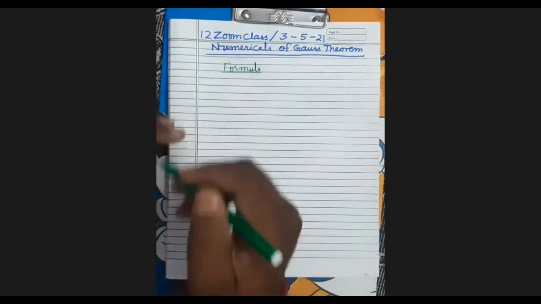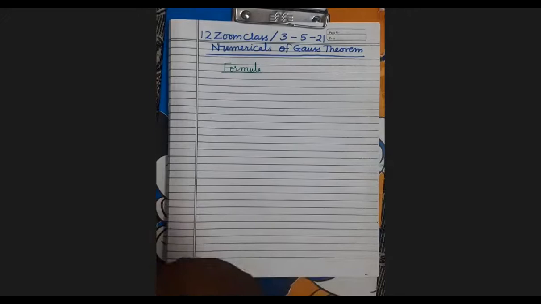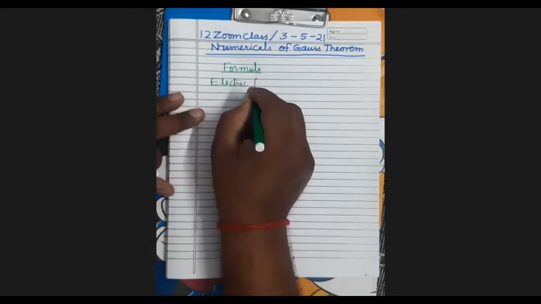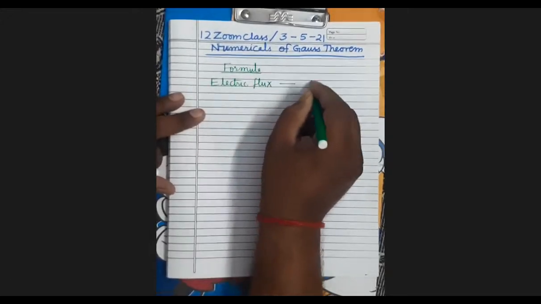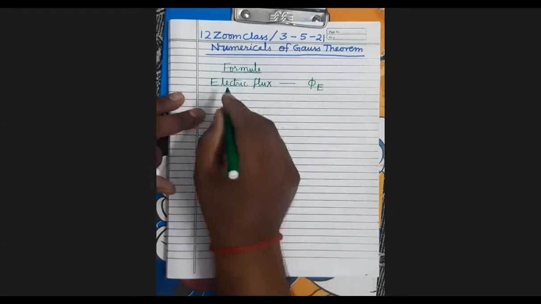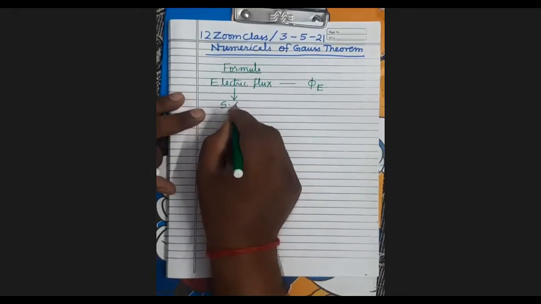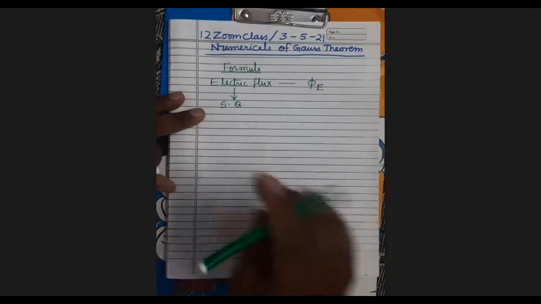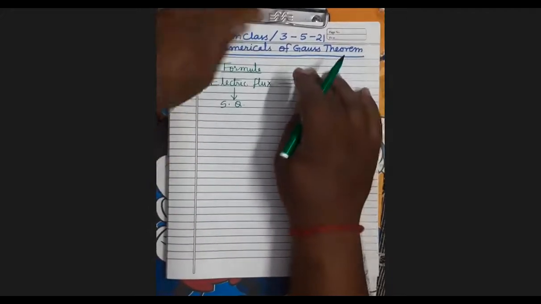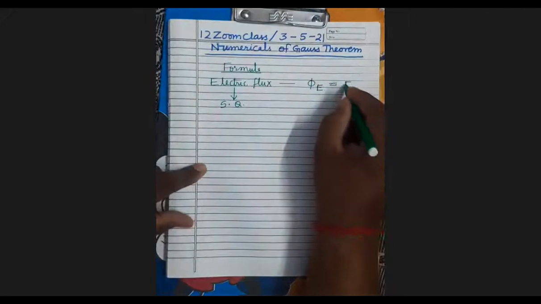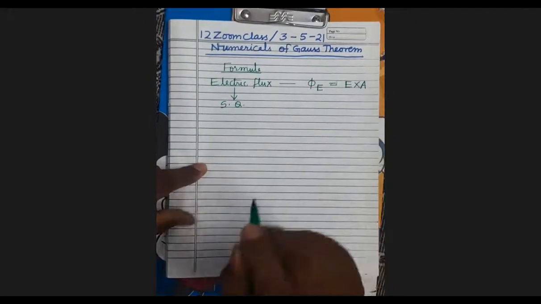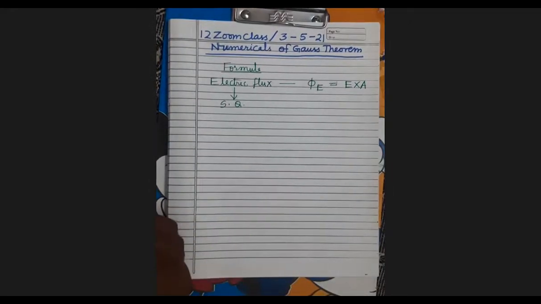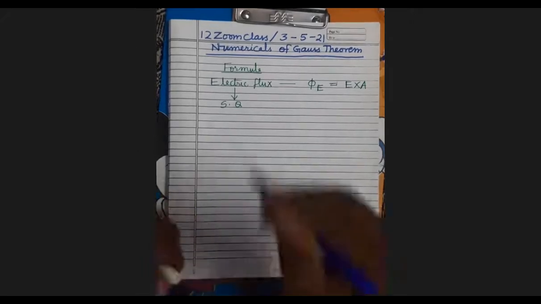So first you see the formula. First formula is of electric flux, whose symbol is phi E, and it is a scalar quantity. It is equal to E into A. So what will be its unit? What will be the SI unit of phi E?